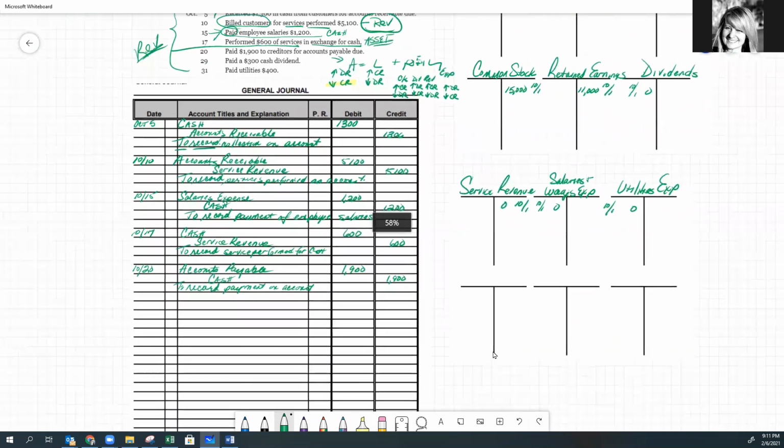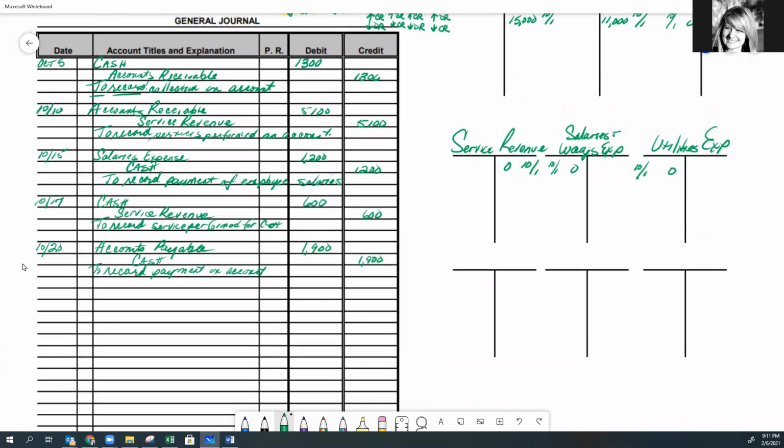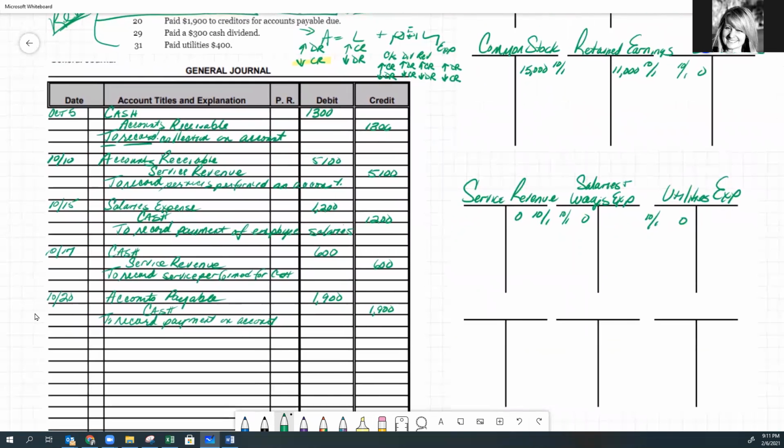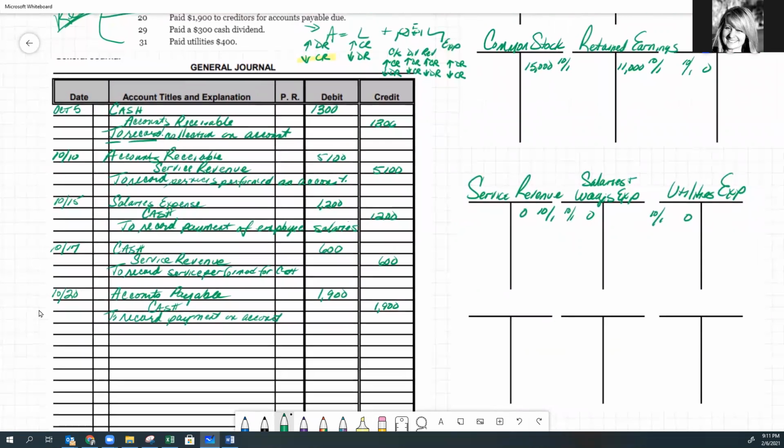Okay, so on the 29th, we're paying a $300 cash dividend. Remember, when we pay a dividend, that's when we are giving cash back to our owners. So when they make an investment in the company, we increase the cash if they've given us cash or some other asset, and we increase common stock. When we are making a profit, sometimes we pay some of those profits back to our owners in the form of a dividend. And so that makes owners' equity decrease.